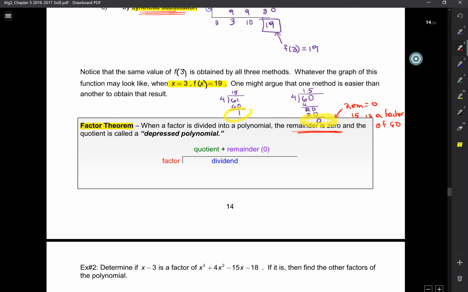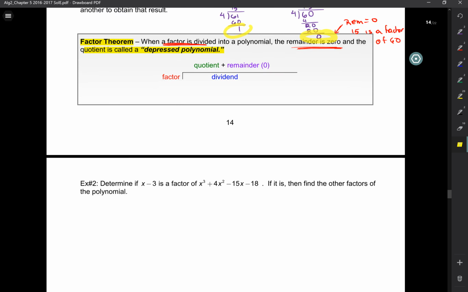So when we do polynomial long division or even synthetic division and we get a remainder of 0, that means that what we divided by is a factor of the polynomial. And the quotient is called a depressed polynomial. Yes, that's funny. It's a depressed polynomial.